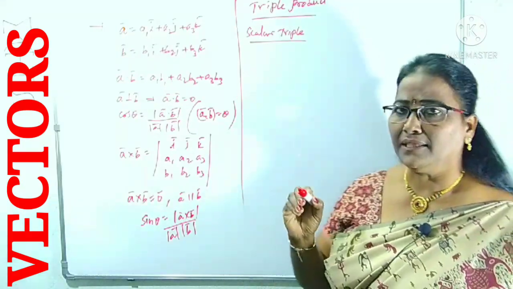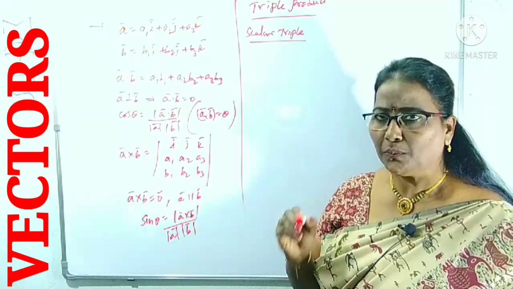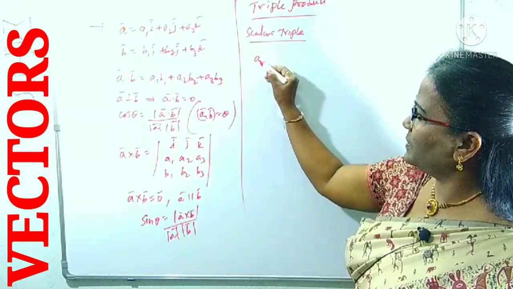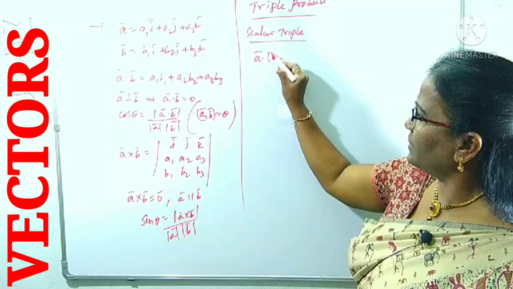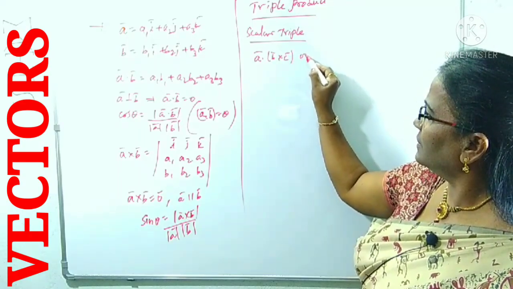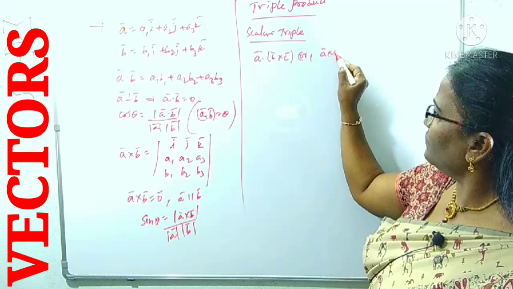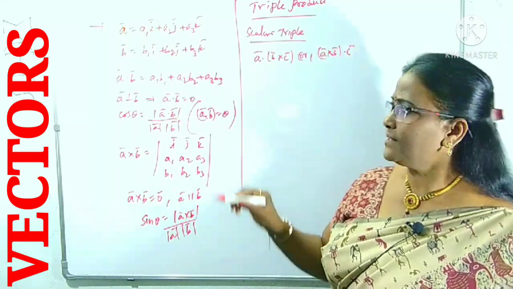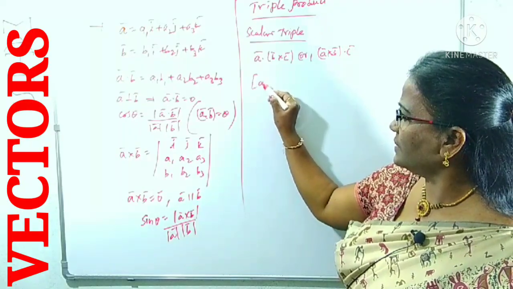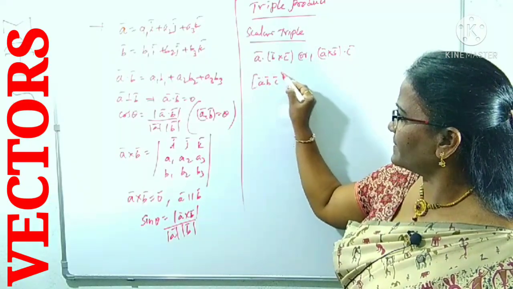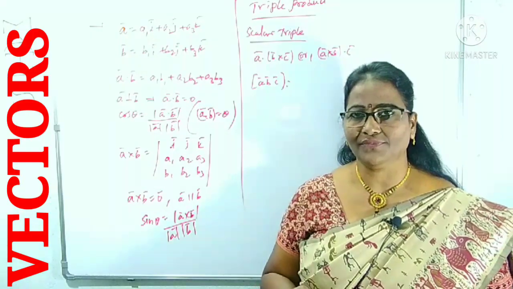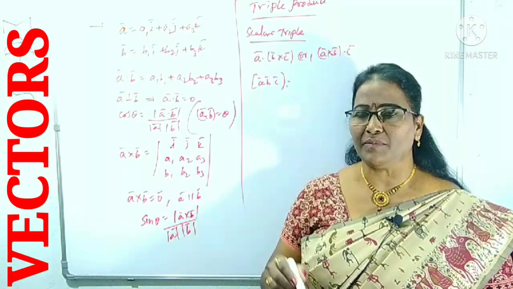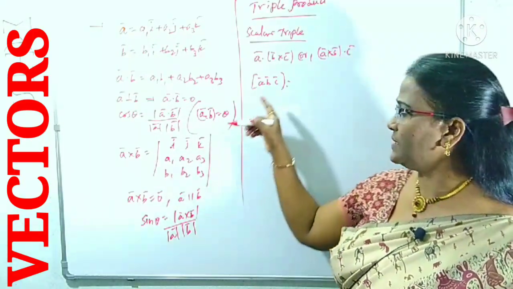When A, B, C are any three non-zero, non-coplanar vectors, the scalar triple product can be written as A dot of B cross C, or A cross B of dot C. This is called a scalar triple product. It can also be written as box ABC. Clear? Box ABC means the scalar triple product of the vectors A, B, C.